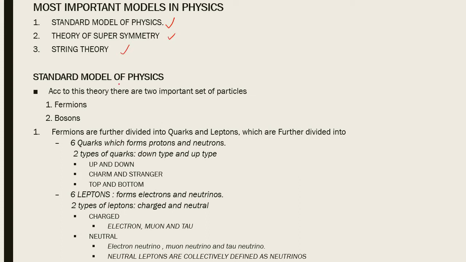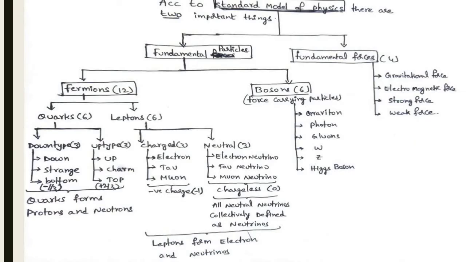So according to the standard model of physics, there are two important things. One is fundamental particles and another one is fundamental forces. These fundamental particles are further divided into two types. One is fermions and another one is bosons. This I have drawn on a paper so you can see clearly.